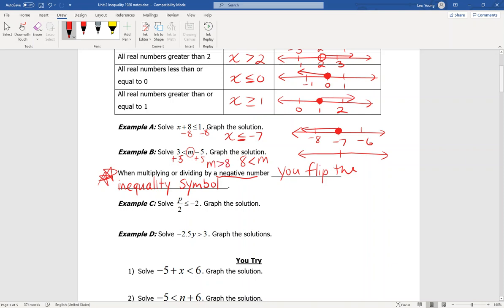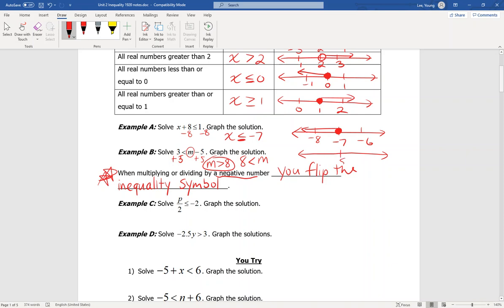Do you see how, if I'm moving the numbers and the variable, flip them, then you gotta flip the inequality symbol? Because 8 is smaller than m, that means m is greater than 8. So when I'm graphing it, I like this type of inequality where the variable is on the left side. That'll be easier for me to graph.